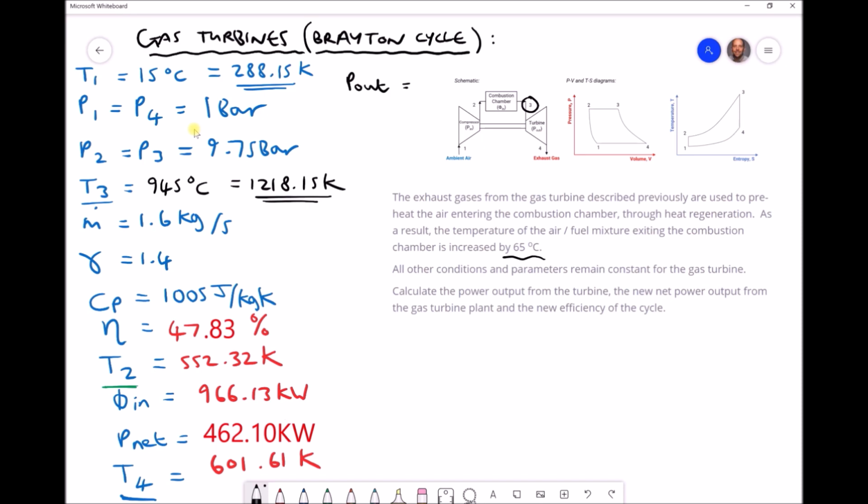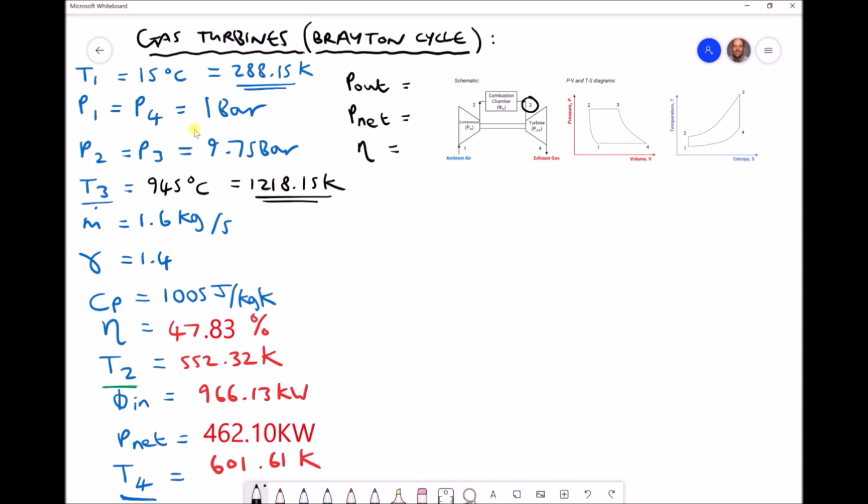The new net power, P net. Now note this time the turbine is providing the work to the compressor, so we need to factor that in. And the new efficiency of the plant. So P out, P net and the efficiency. So let's begin by calculating our new P out value. P out, as we said previously, is the mass flow rate times the specific heat capacity at constant pressure. The temperature at the exit of the turbine is T4, and the entrance is T3.